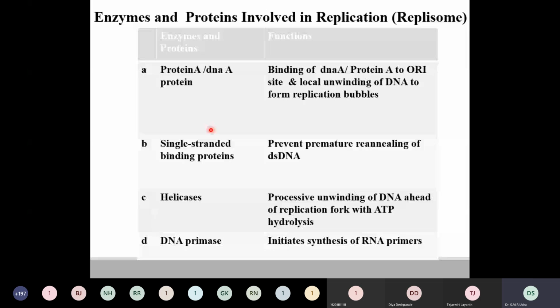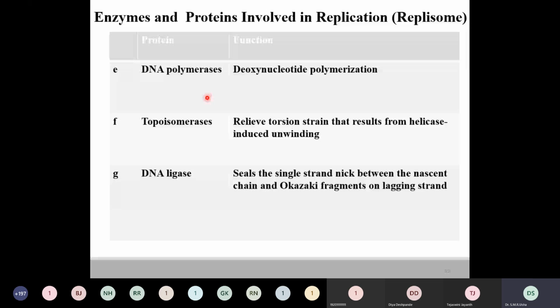I was talking about the requirements. The enzymes and proteins are DnaA protein, single-stranded DNA binding proteins, helicases, primases, polymerases, topoisomerases, and DNA ligases. So now we have seen the 4 major requirements, and under enzymes and proteins we have seen 7 proteins that are involved in replication. Together, these enzymes and proteins are called the replisome.